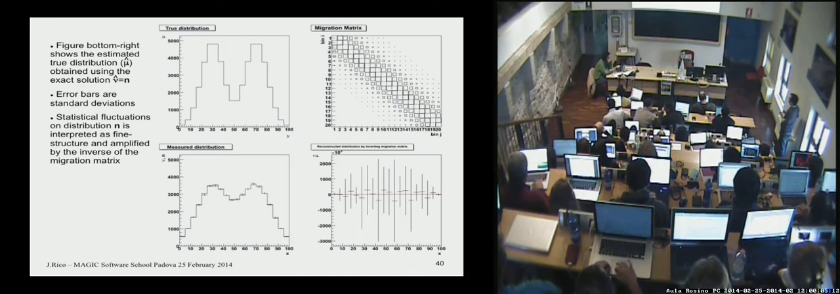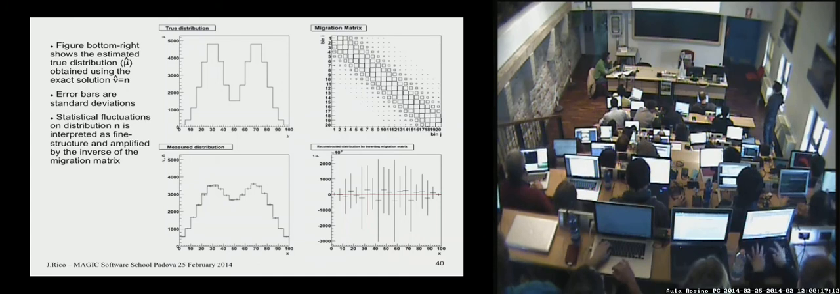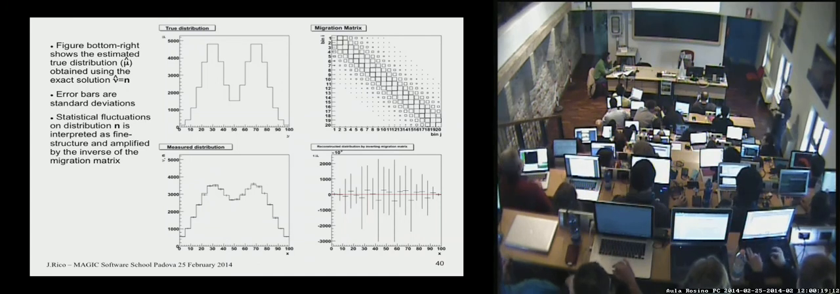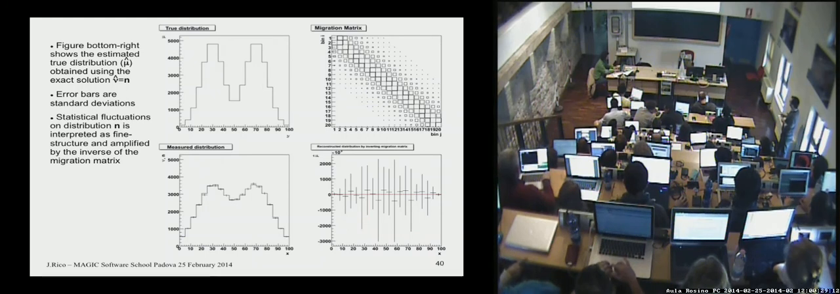Okay. So first note that the scale is completely different here. So here are the order of 5,000. Here are the order of 1,000 times more. And these error bars are the standard deviations of the estimators, computed because we know how to compute the whole covariance matrix of the estimators.